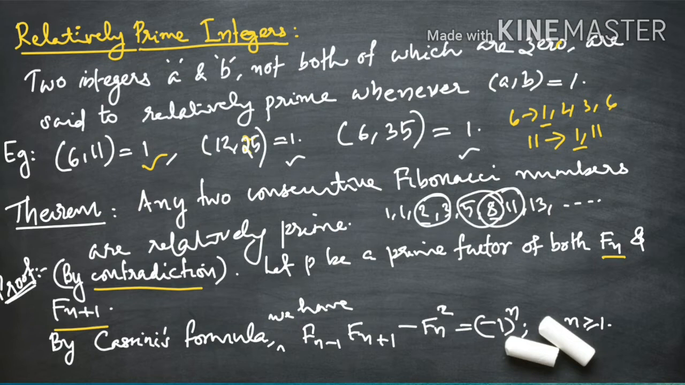Let P be a prime factor, that common divisor, of both Fn and Fn plus 1. Now we know the formula relating Fn and Fn plus 1, Cassini's formula of Fibonacci numbers. The formula is Fn minus 1 into Fn plus 1 minus Fn square is equal to minus 1 raised to n, where n is greater than or equal to 1. So please remember this formula and keep it in mind.